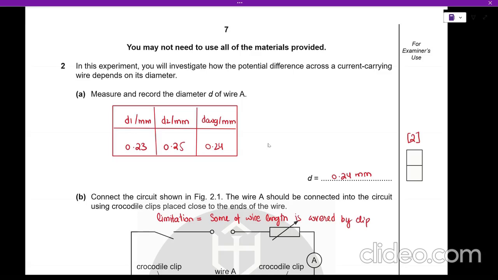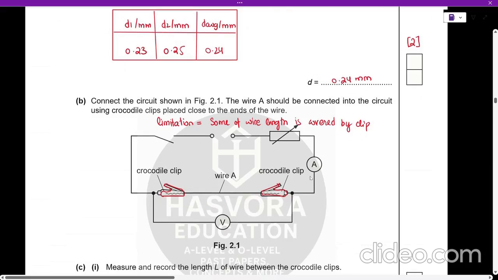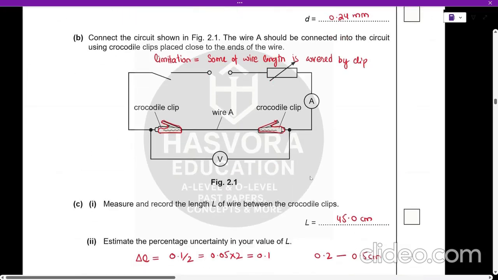The d2 was also in millimeter, and then d average. So it came as 0.24 millimeter. So this was my millimeter reading for diameter. Then part B said to connect the circuit shown in figure 2.1.